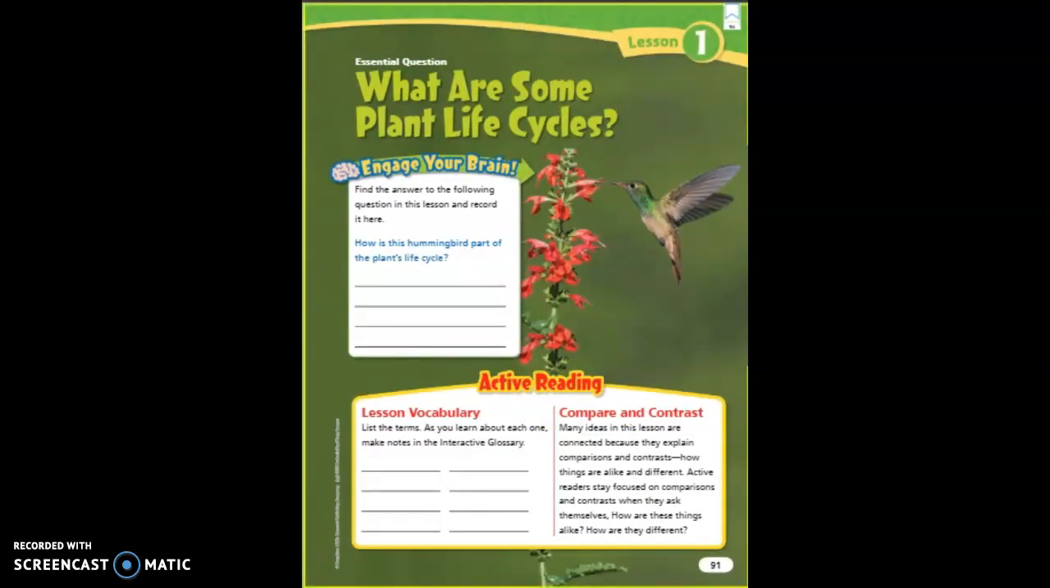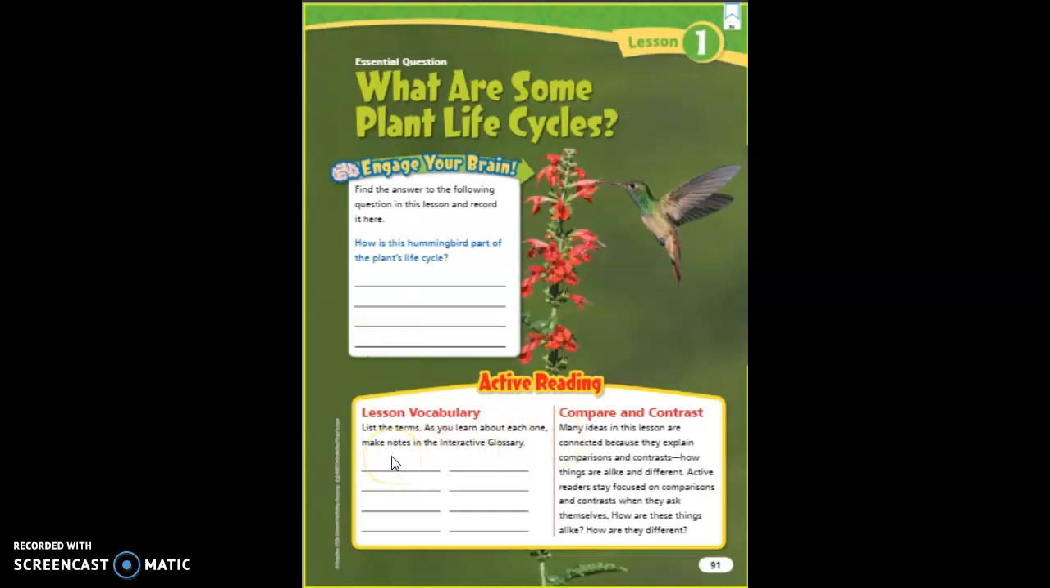Lesson 1, it says essential question, what are some plant life cycles? If you could pause the video and think about some plant life cycles that you can think of. Okay, lesson 1, engage your brain. Find the answer to the following question in this lesson and record it here. So when you find the answer inside of the lesson, we're going to come back to this part right here and write it in. It says, how is this hummingbird part of the plant's life cycle?